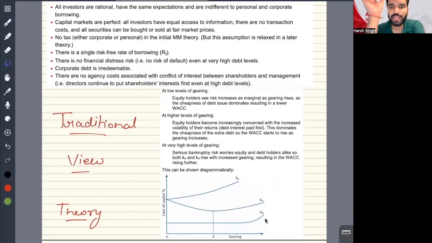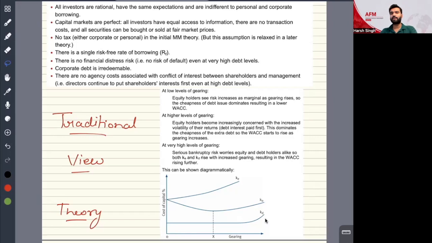Now if you look, everyone, at a low level of gearing my debt is constant and my equity is not going up, so my total cost of capital is actually falling. Look, what is happening? I have some capital and I'm inducing more debt, and my total cost is falling. Sir, why? Because debt is cheaper.